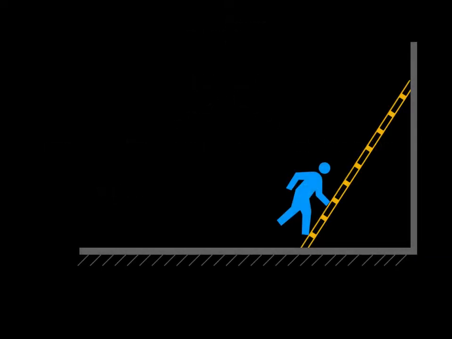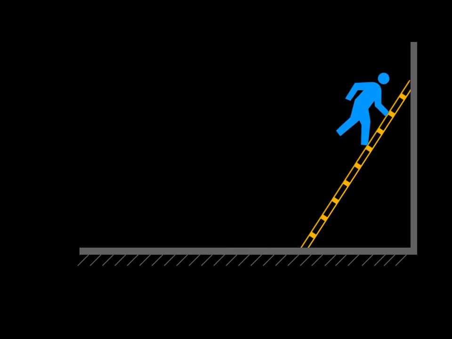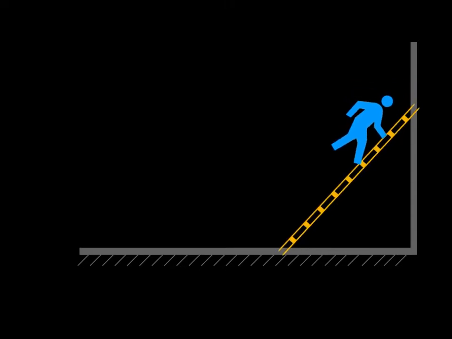Let's take a look at a ladder resting against a wall. The dashed lines along the bottom indicate that there is friction along that surface between the objects in contact. As a person climbs the ladder, the forces along the object change. If equilibrium is not maintained, the ladder and the person will fall.